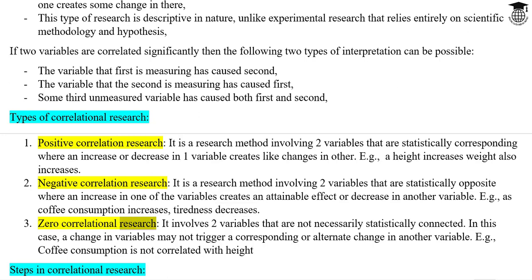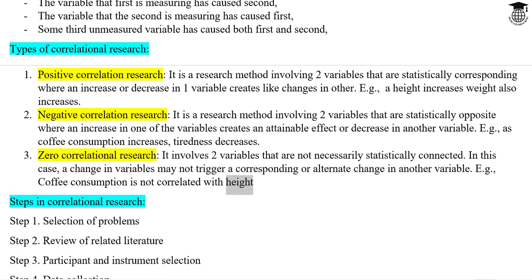Zero correlational research. It involves two variables that are not necessarily statistically connected. In this case, a change in one variable may not trigger a corresponding or alternate change in the other variable. E.g., coffee consumption is not correlated with height.